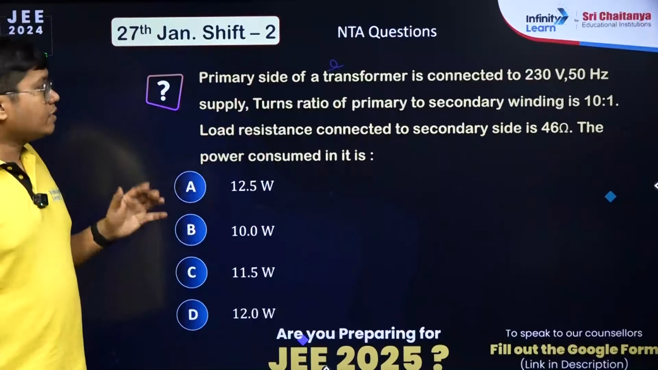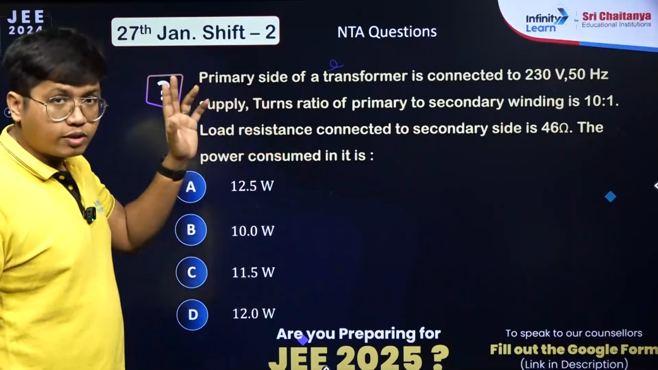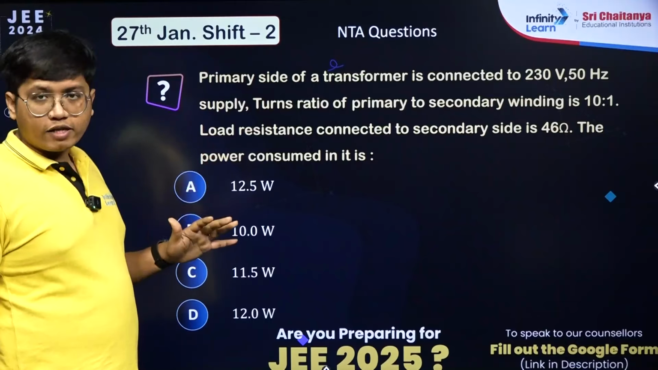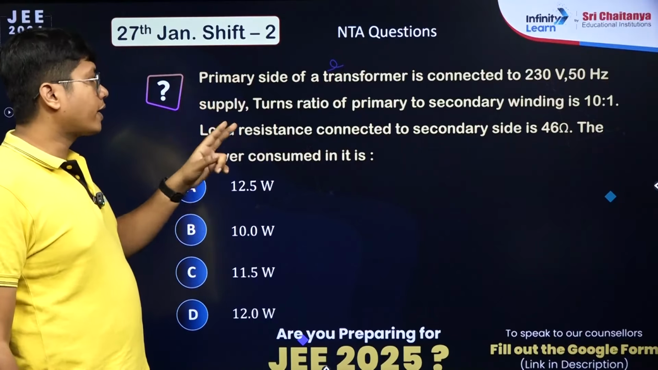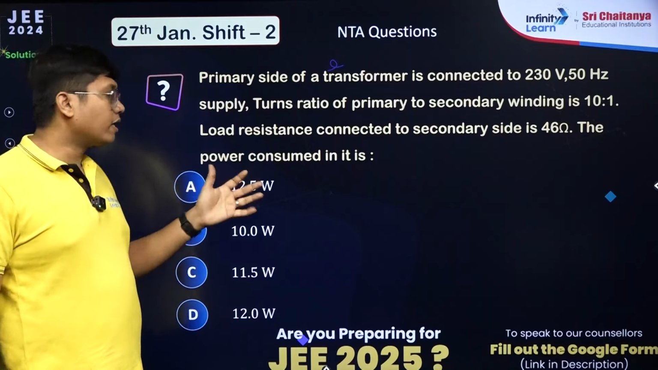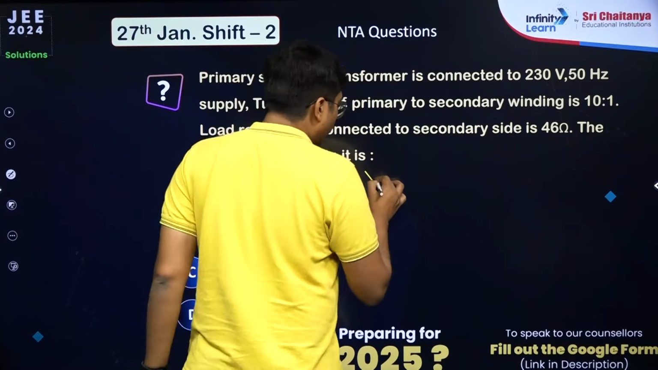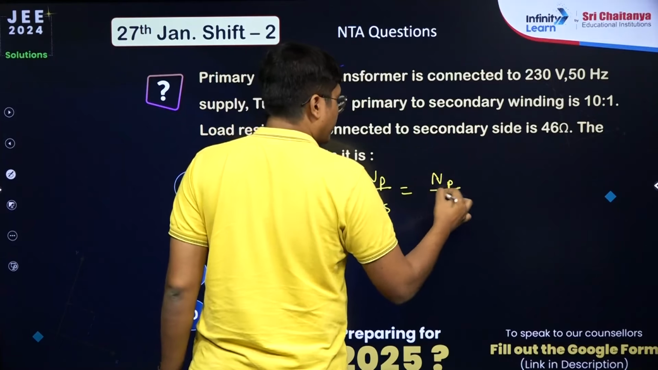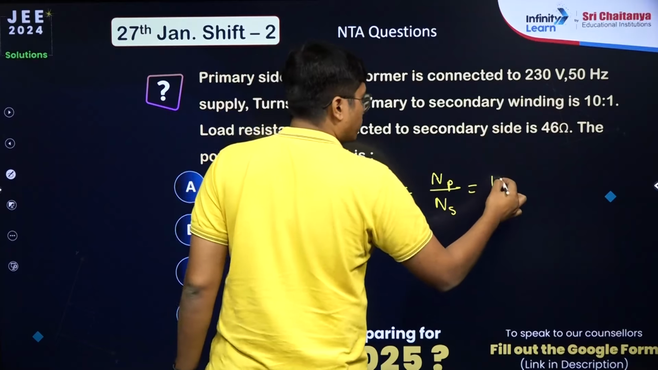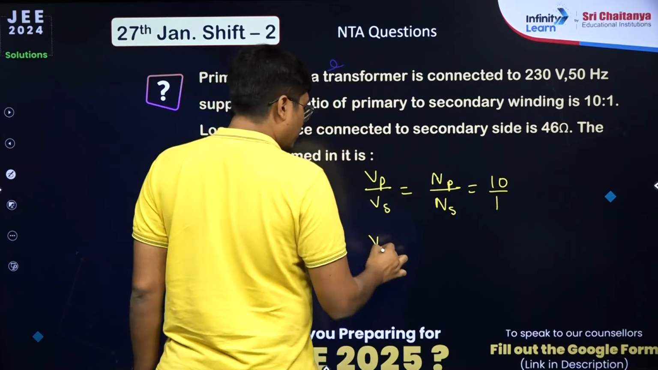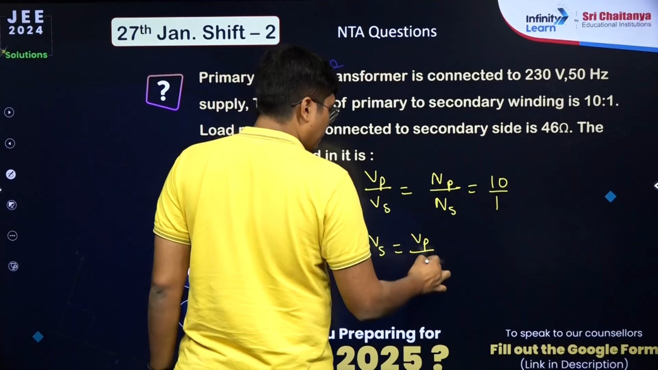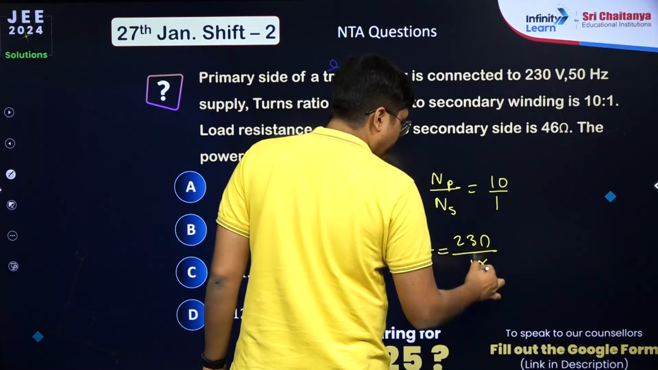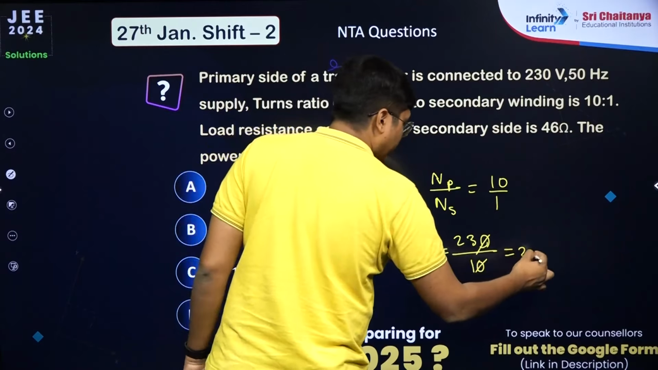Next one says, primary side of a transformer is connected to a 230 volt 50 hertz supply. Turns ratio of the primary to secondary is 10:1. Load resistance connected to the secondary side is 46 ohm. Then what is the power consumed in it going to be? Pretty straightforward. We know voltage in the primary by voltage in the secondary is equal to number of turns in the primary by secondary, which is equal to 10 by 1. So that makes voltage in the secondary equal to Vp by 10. Vp is 230 divided by 10, so that is 23.